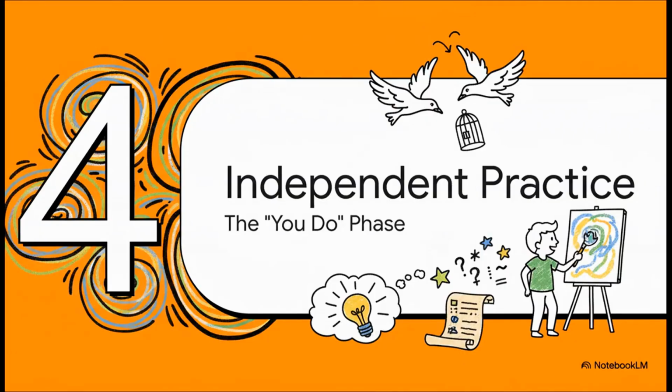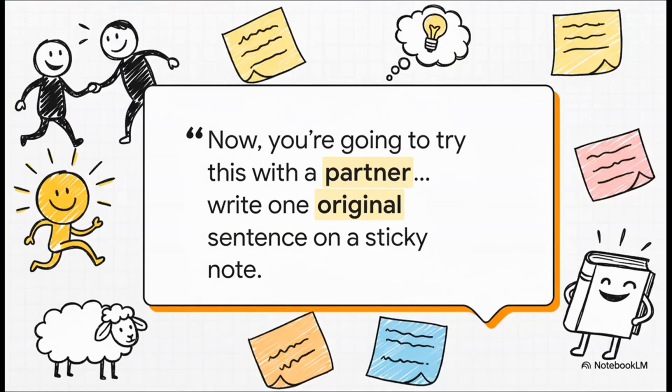All right, we've done the I do, we've done the we do. You know what's next. It's time to let them fly a little bit on their own. Let's talk about the you do phase, or independent practice. So when you send them off with a partner, your instructions need to be super clear. Something just like this. Okay, you and your partner are going to pick a topic, write one original sentence for each of the 4 types, and write each sentence on a different sticky note. See how clear that is? It just sets them up for success from the get-go.